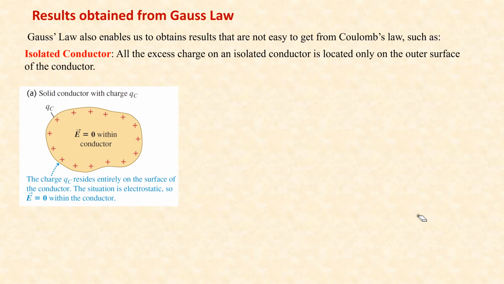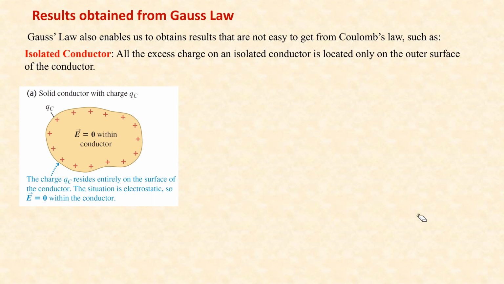From Coulomb's law, you say, okay, the charges are repelling each other, so they go to the surface. But what if you keep adding charges? Keep adding charges and more and more and more. So say that, okay, there's so much charge on the surface, some of them are bound to go under the surface. It is not very easy to understand why none of them go under the surface.